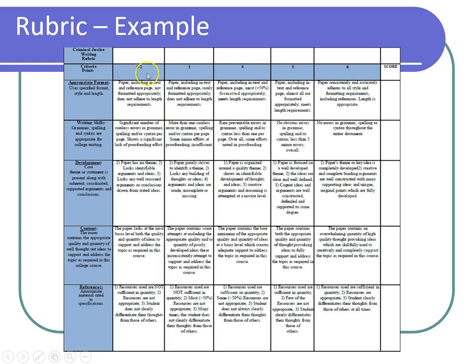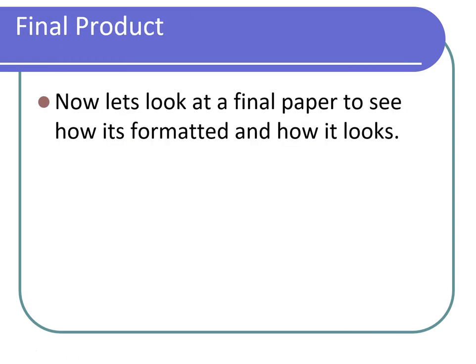So basically, if you look here, you can look on the left column, appropriate format, writing skill, development, content, and references, and you can see the scores that go across accordingly, along with the information that's listed in there. So you have basically 5 categories, and you have the point system going across there. So that's kind of an example of what the rubric looks like. So now let's look at a final paper to see kind of how it's formatted.